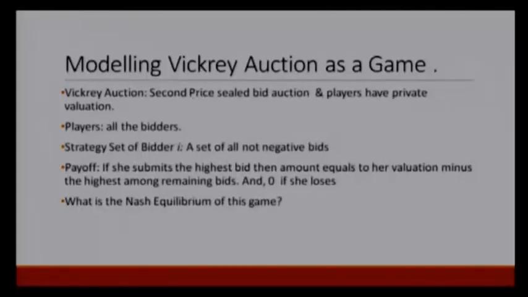So, let us think about the Vickrey auction. And what is the Vickrey auction? Second price sealed bid auction, and we will also assume the players have private valuation. Of course, as we discussed earlier, players would be all the bidders, and the strategy set of bidder i would be the set of all non-negative numbers. What would be the payoff? If he submits the highest bid, then an amount equal to his valuation minus the highest among all remaining bids, and 0 if he does not submit the highest bid.